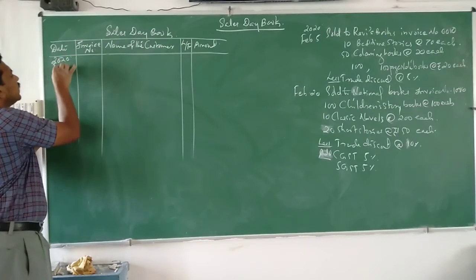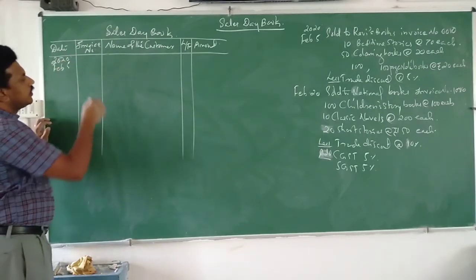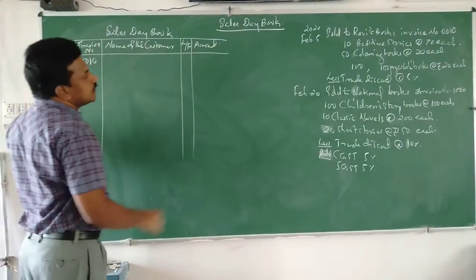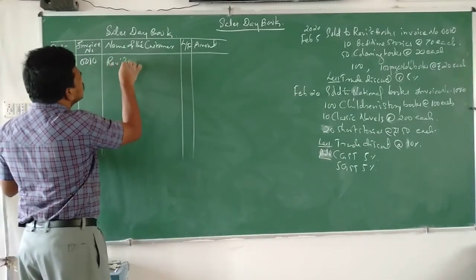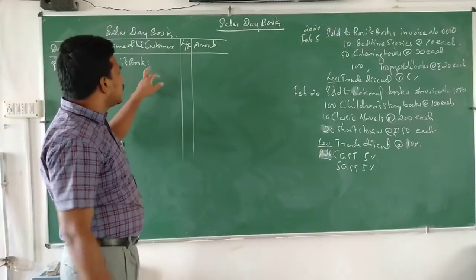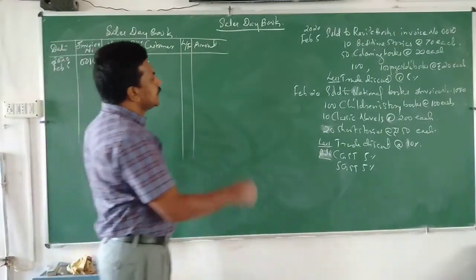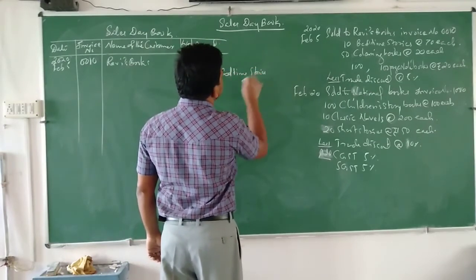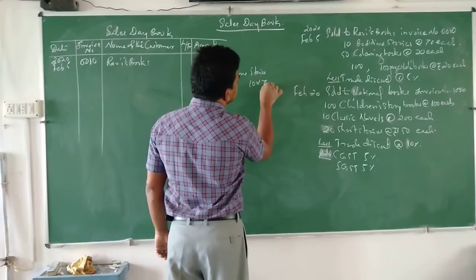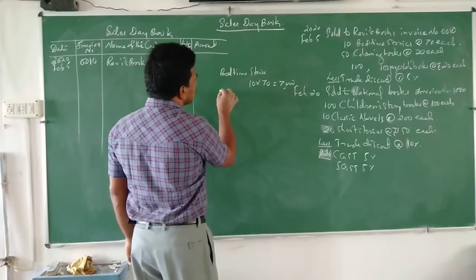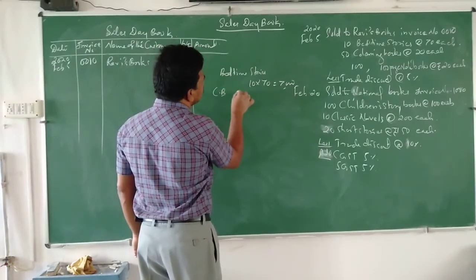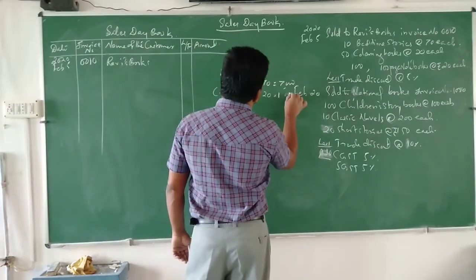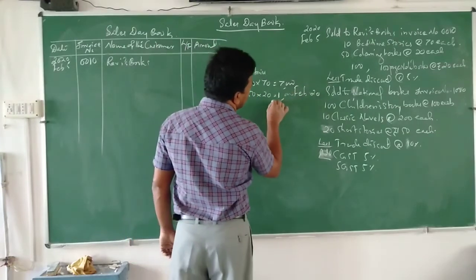So 2020 February 5. Invoice number 0010. Ravi's books. If place name is there, that also can be mentioned. See, bedtime stories, the first one. How many? 10 into 700, 7,000. Then coloring books, 50 into 20, 1,000. So total 8,000.